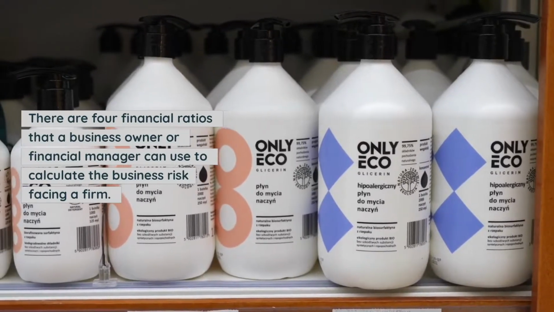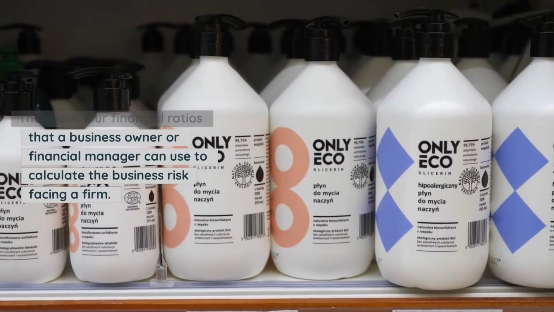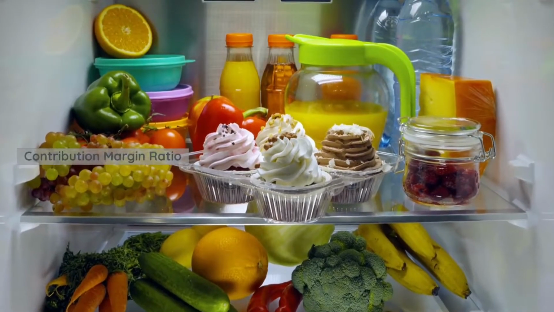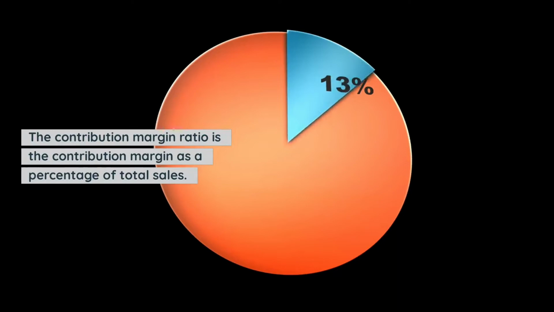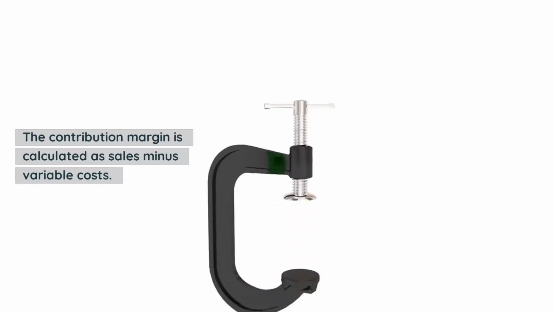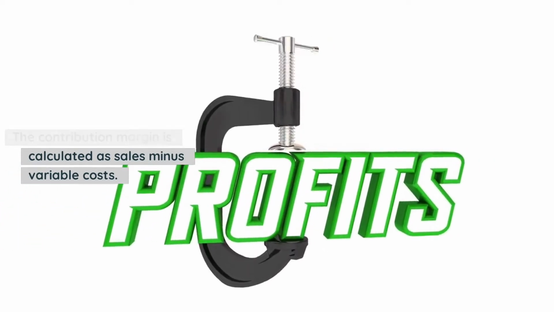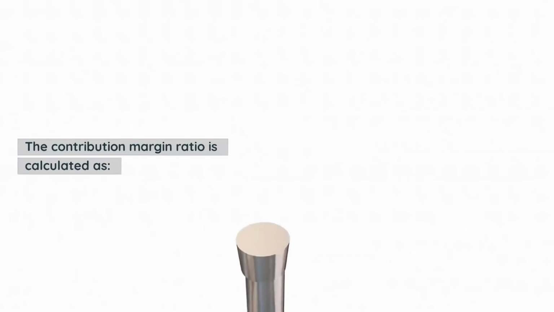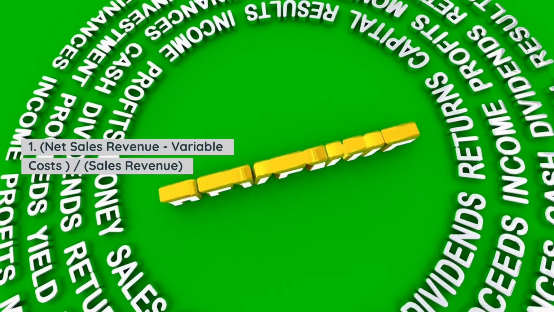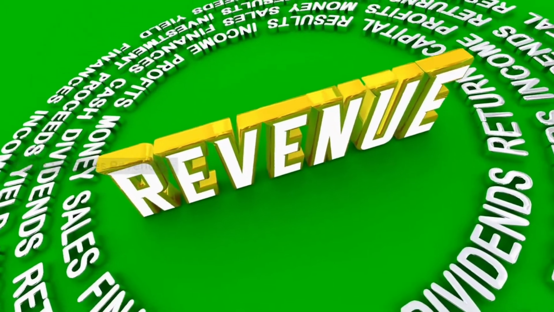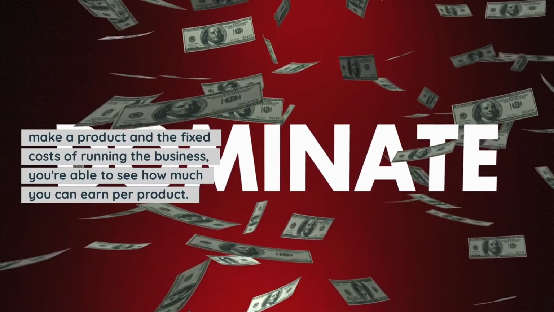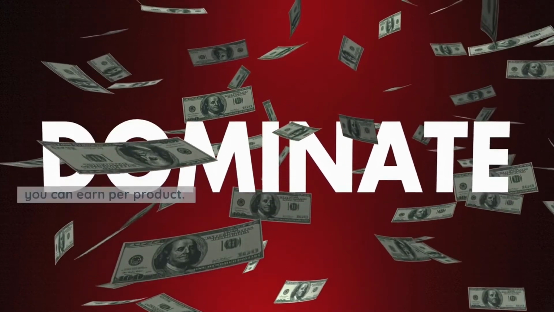There are 4 financial ratios that a business owner or financial manager can use to calculate the business risk facing a firm. Contribution margin ratio. The contribution margin ratio is the contribution margin as a percentage of total sales. The contribution margin is calculated as sales minus variable costs. The contribution margin ratio is calculated as 1. Net sales revenue, variable costs, sales revenue. After you subtract the cost to make a product and the fixed costs of running the business, you're able to see how much you can earn per product.